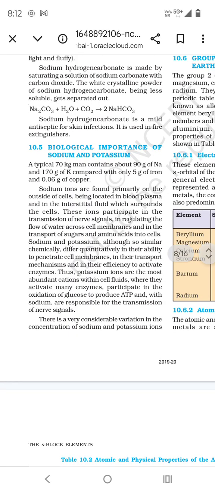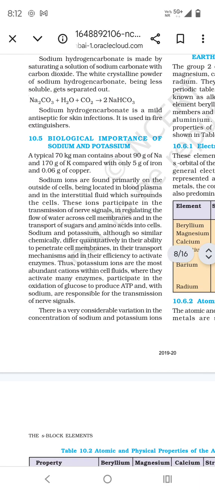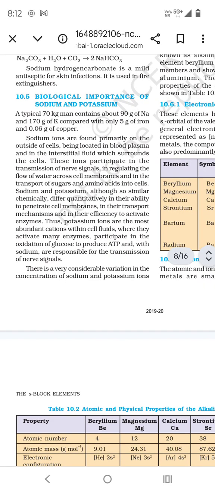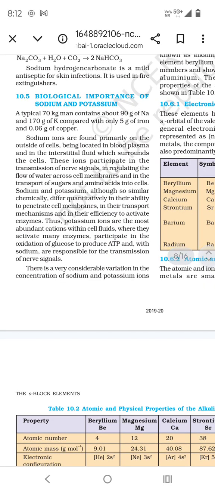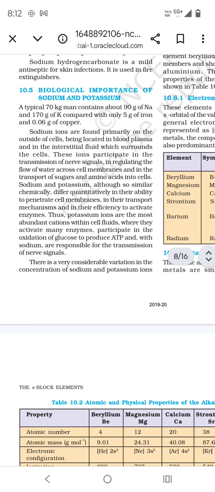Sodium and potassium, although so similar chemically, differ quantitatively in their ability to penetrate cell membranes, in their transport mechanisms, and in their efficiency to activate enzymes. Potassium ions are the most abundant cations within cell fluids, where they activate many enzymes.